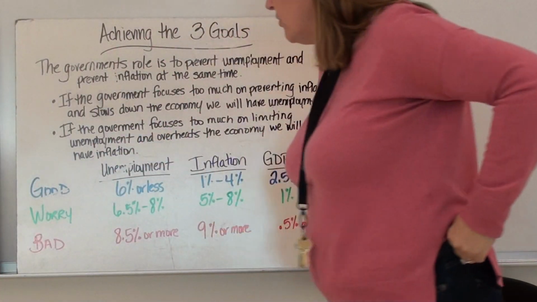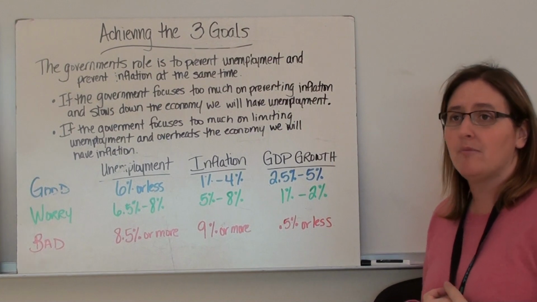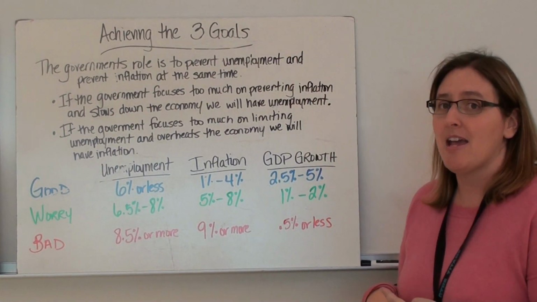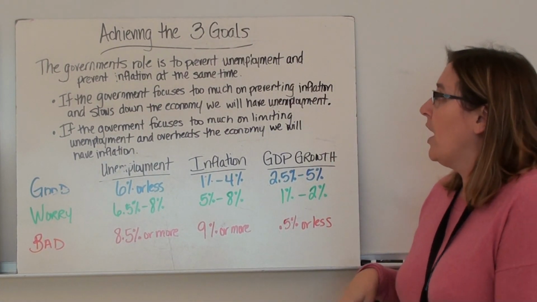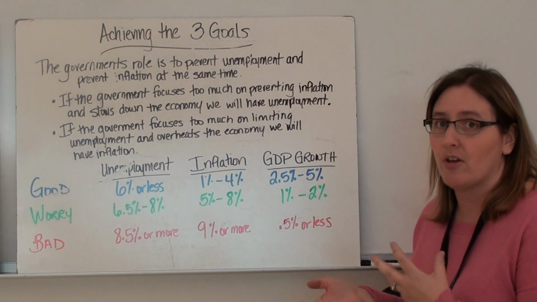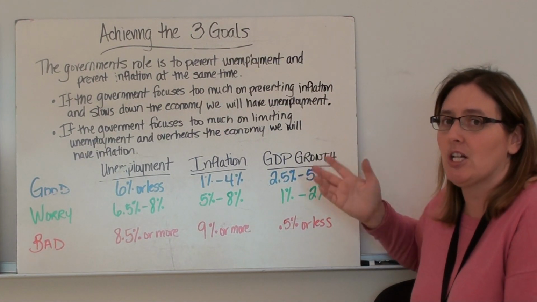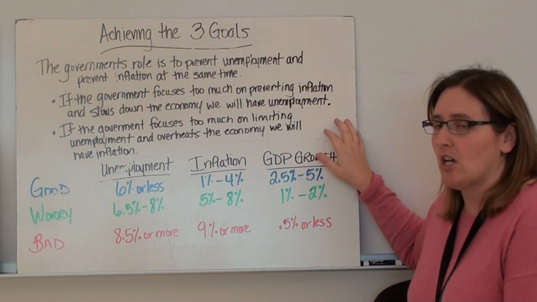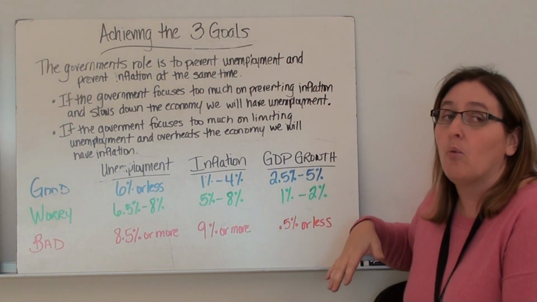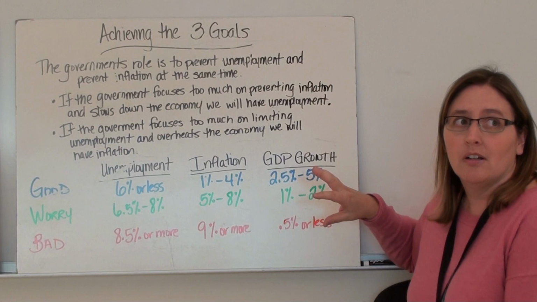So we've gone over all three goals. The three economic goals were to grow the economy, limit inflation, and limit unemployment. So the government's role is to manage all three of those well. If they focus just on unemployment, inflation is going to go up. If they focus just on inflation, unemployment will go up. They need to focus on all of them together.